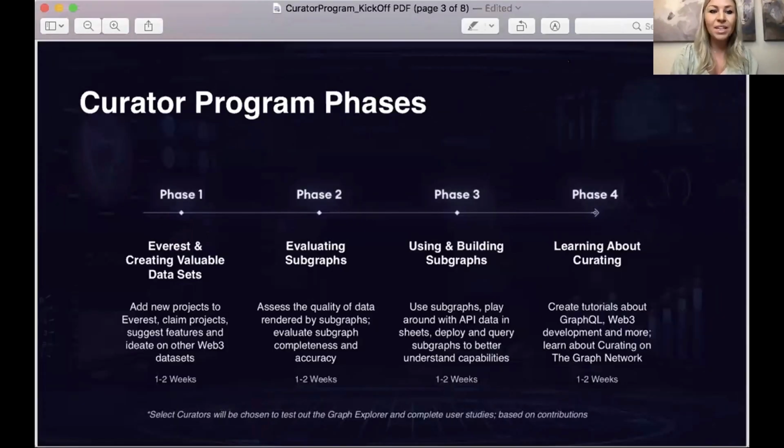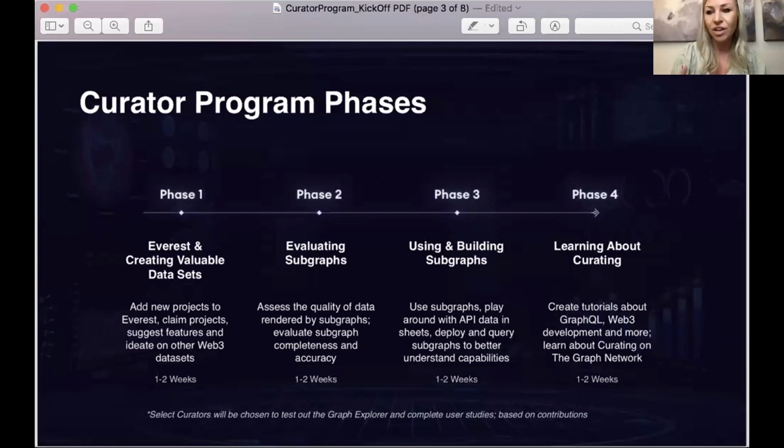So these are the different phases. Curators must submit a form at the end of each phase. This is a template that The Graph team will provide to you, and this is where you'll be highlighting everything that you've done in this one form. So there'll be 4 forms that you fill out throughout this process. The first phase is Everest. So you need to cover Everest.